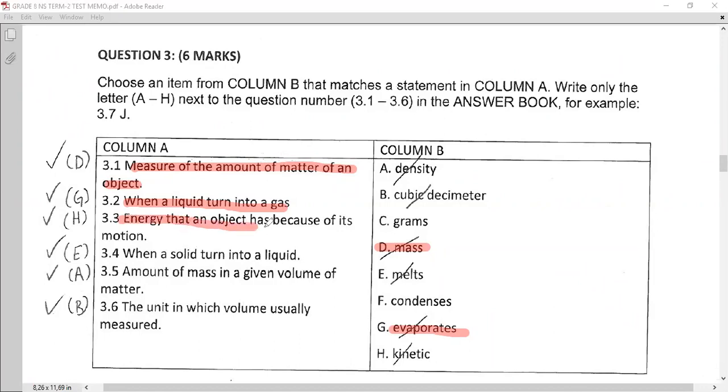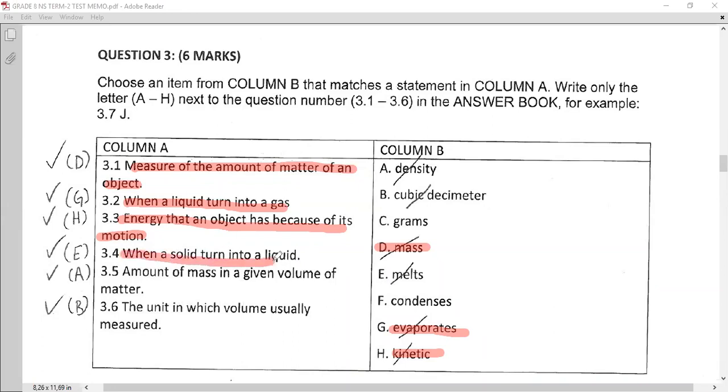Energy that an object has because of its motion. We said the objects are moving. When they move, they have something called kinetic energy. Answer is H, 3.3 H. Especially when we talk about the particles moving in a container, especially in the gas phase, I said the particles move faster, they have higher kinetic energy. I discussed this under the topic phase change.